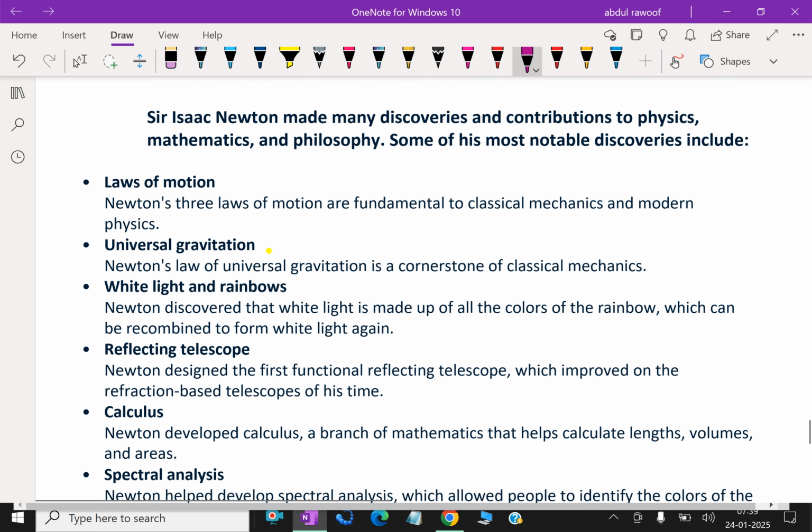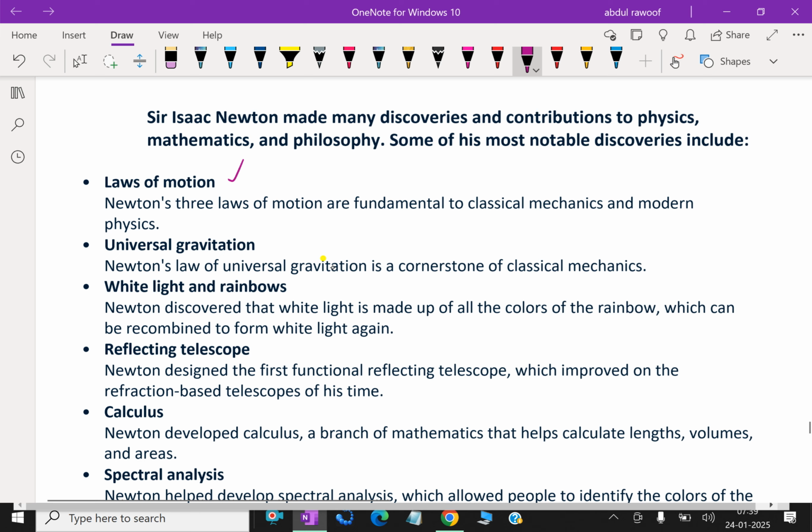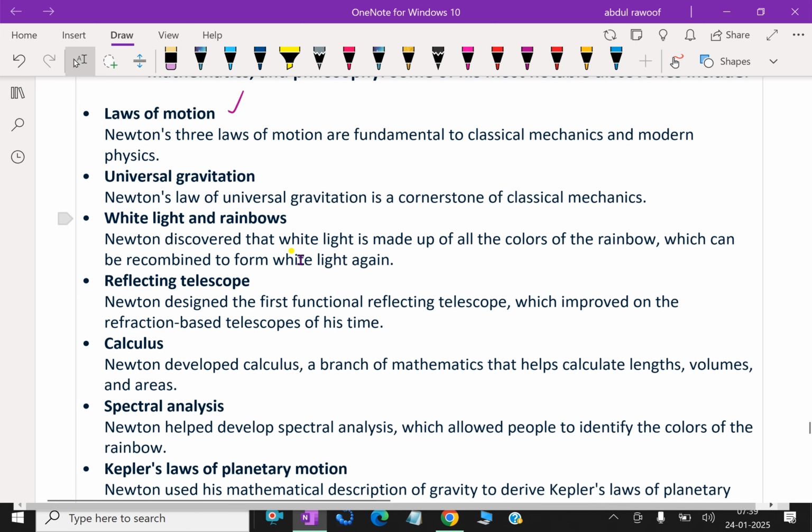Sir Isaac Newton made many discoveries and contributions to physics, mathematics, and philosophy. Some of his most notable discoveries include laws of motion. Newton's three laws of motion are fundamental to classical mechanics and modern physics. Universal gravitation. Newton's law of universal gravitation is a cornerstone of classical mechanics.